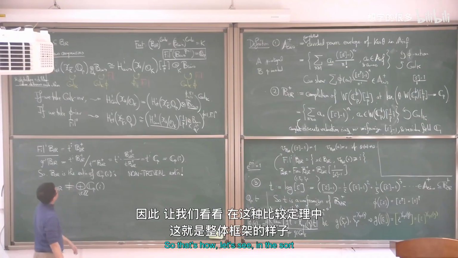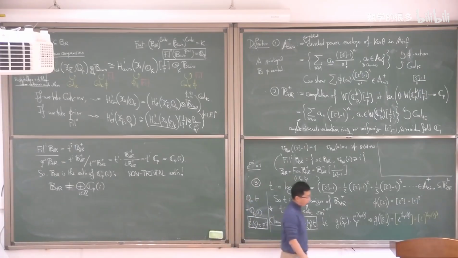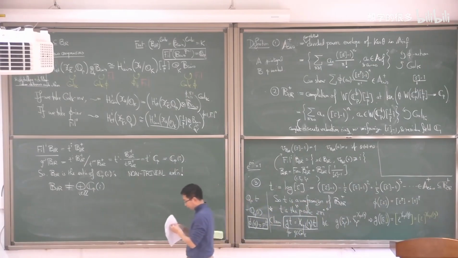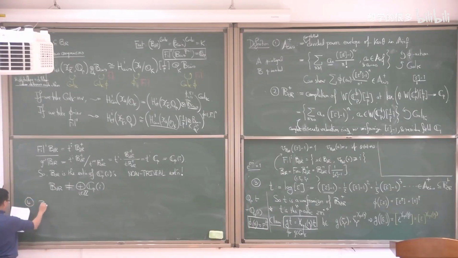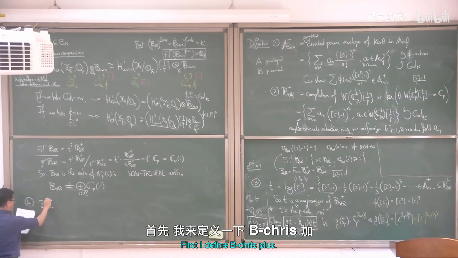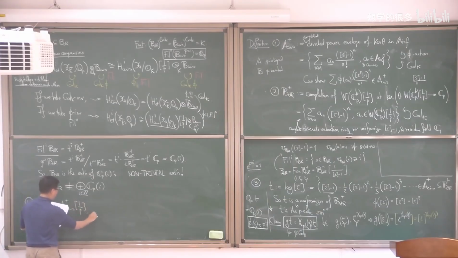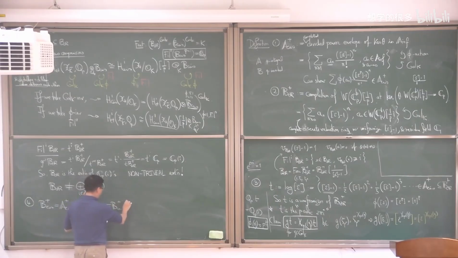So that's in the sort of comparison theorems. That's what the B dR looks like. Whereas B crys is a bit complicated. First, I define B crys plus. This is A crys plus inversion of p. And then B crys is equal to B crys plus with inversion of t.